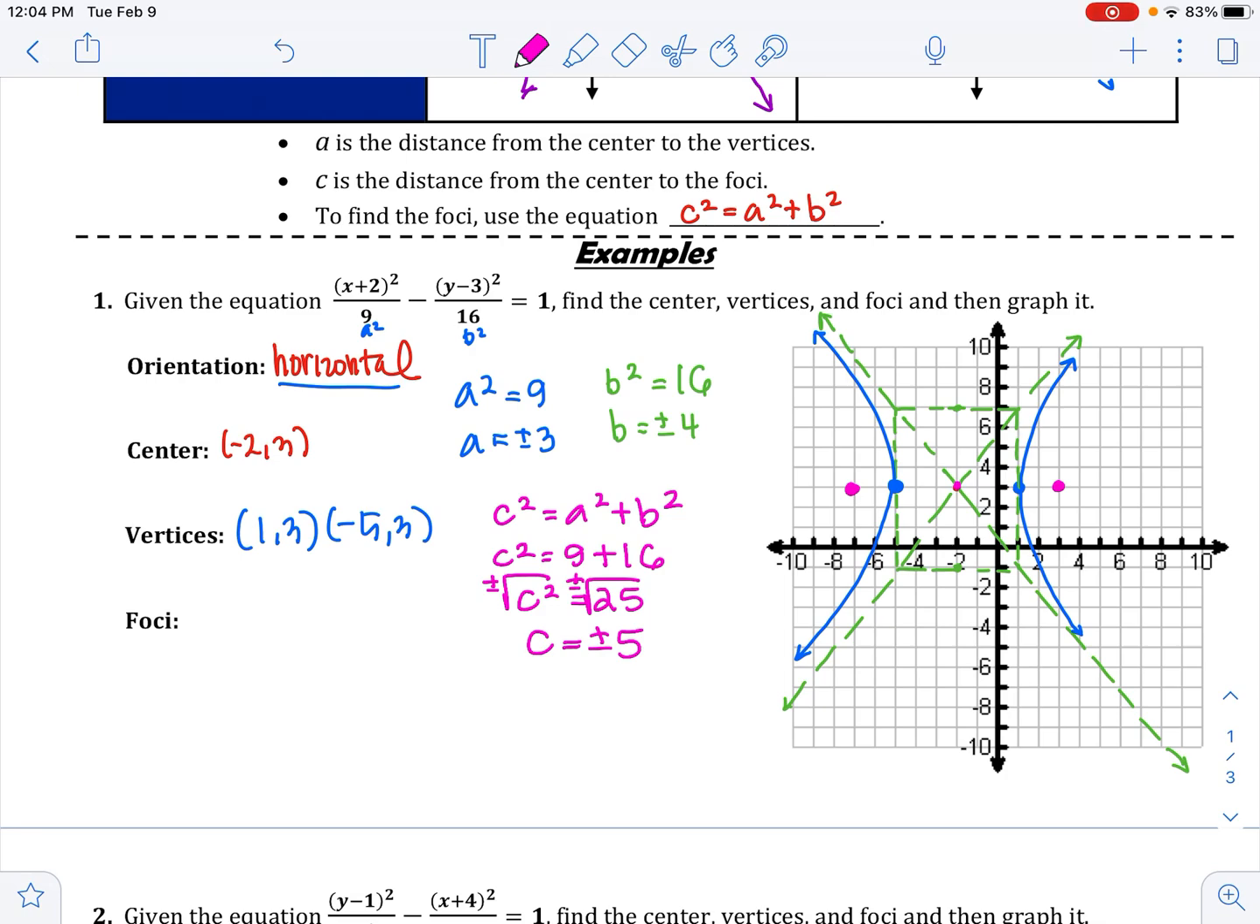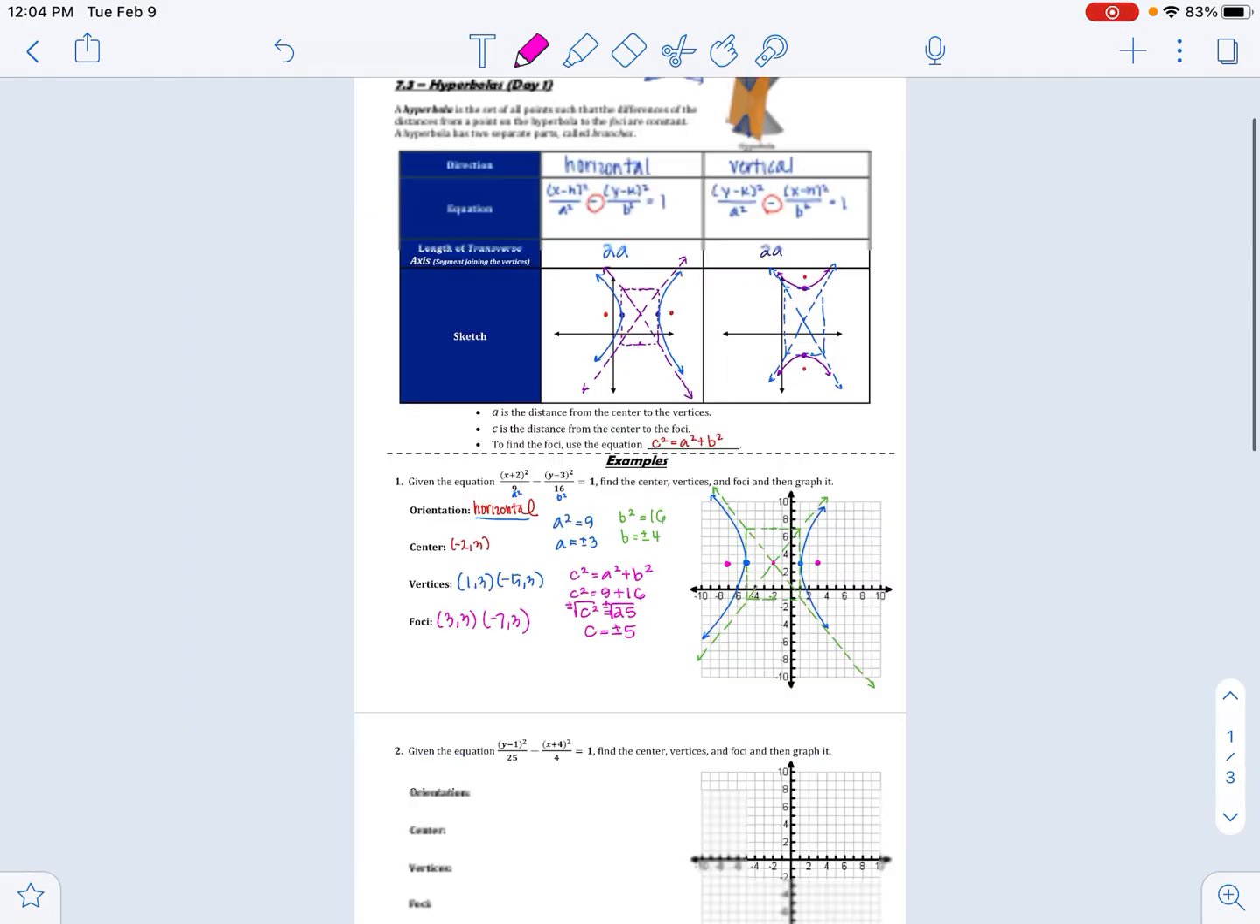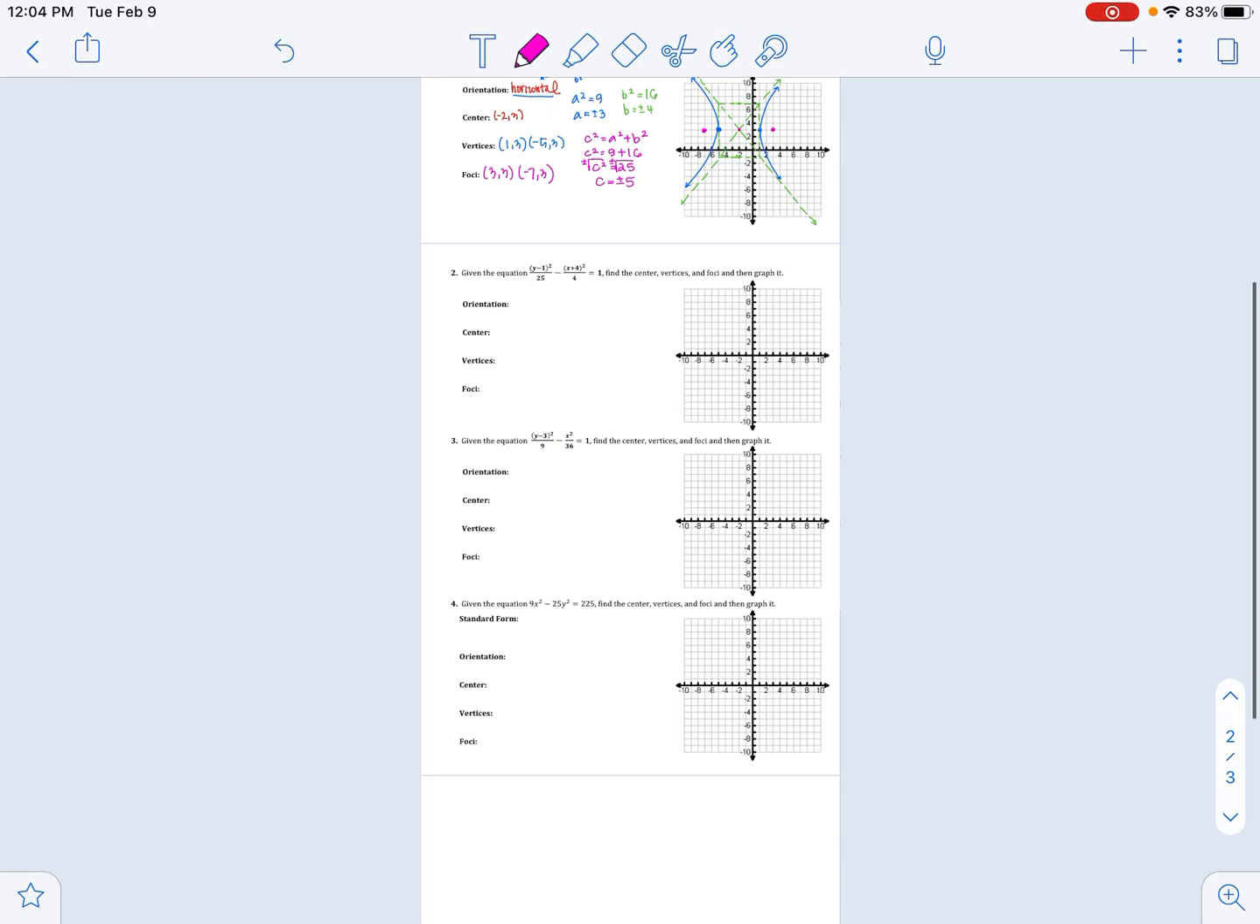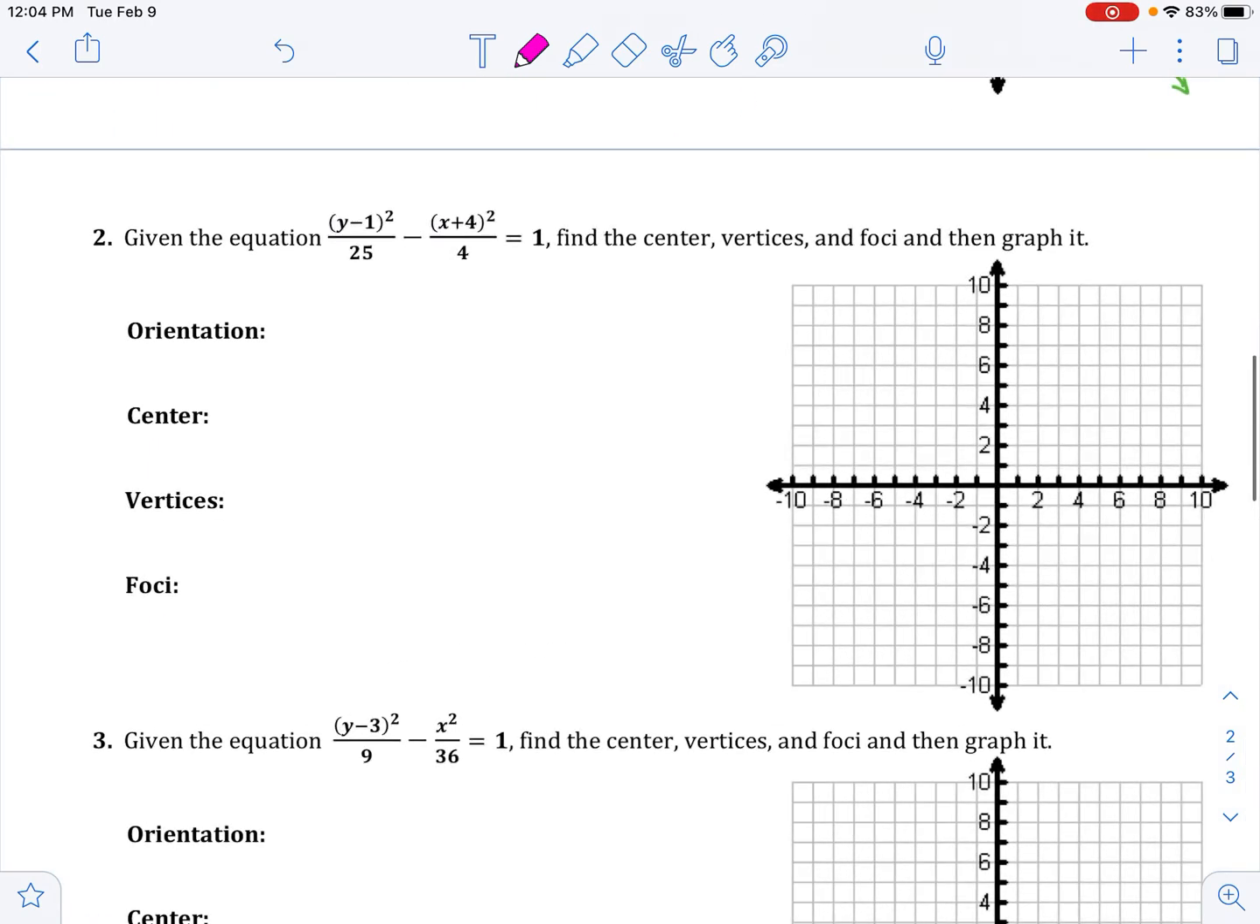Don't go from your vertices. You're going from your center. Now you're going to list those 2 points. They're not floating. I can tell where they are. One is at 3, 3, and the other one is at negative 7, 3. And that's it for a hyperbola. So as you can see, there's 3 more practice ones. Let's go ahead and do those just to make sure everyone feels comfortable.